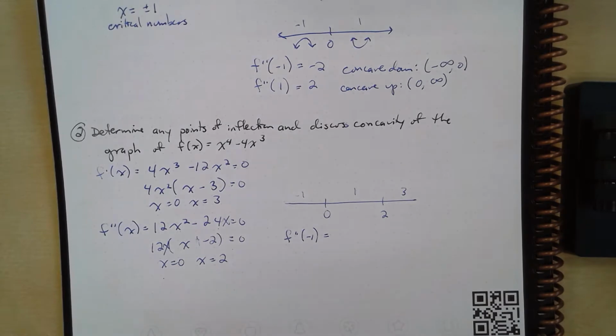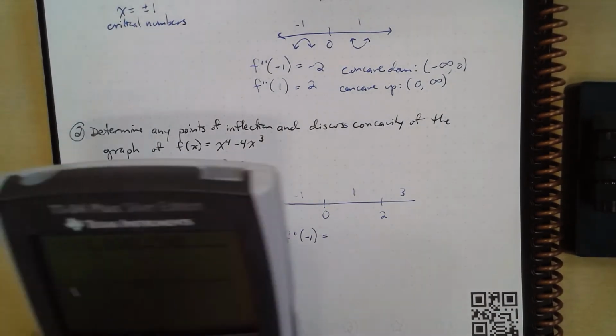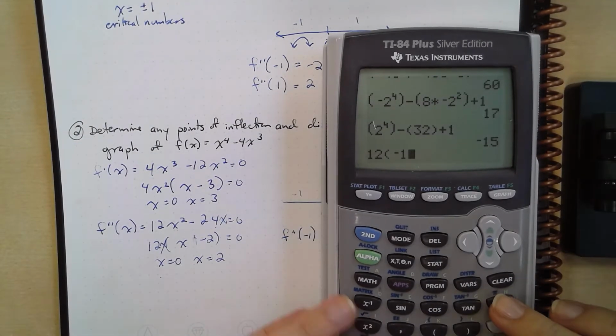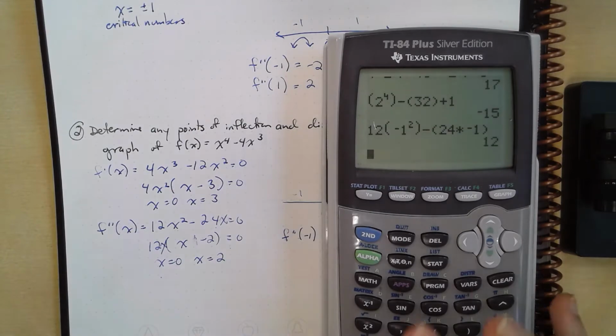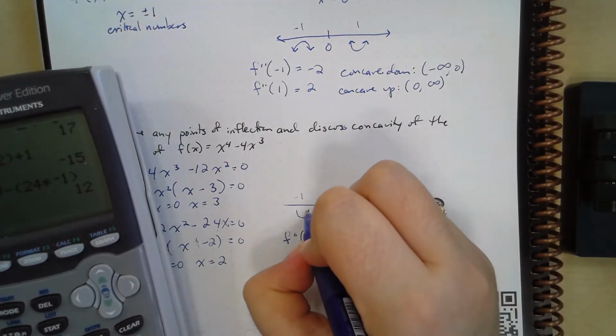I'm just going to do it in the calculator again. It's not very good teaching, but honestly, 12 times -1 squared minus 24 times -1, I get a positive 12. So I thought that's what it was. Anyway, so that's concave up.